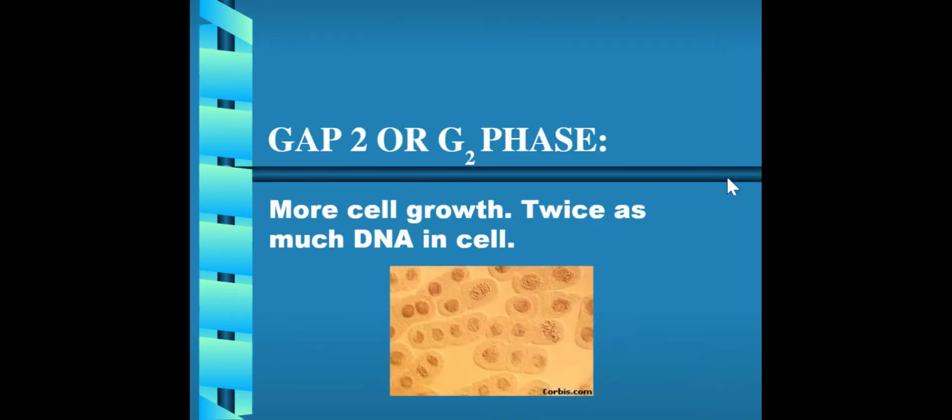And then it goes through gap 2 or G2. It's just one more growth spurt right before the cell divides. And during this, there's twice as much DNA in the cell because it just copied the DNA in the synthesis phase.